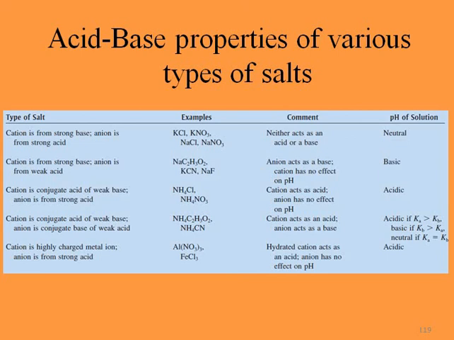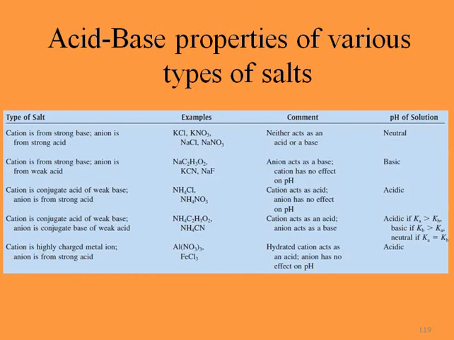The fourth one, cation is conjugate acid of weak base, and anion is conjugate base of weak acid. In this case, cation acts as an acid and anion acts as a base. For example, we have ammonium acetate and ammonium cyanide. So depending on the Ka and Kb value, it can be acidic, it can be basic, or it can be neutral, like some of the examples we had earlier.